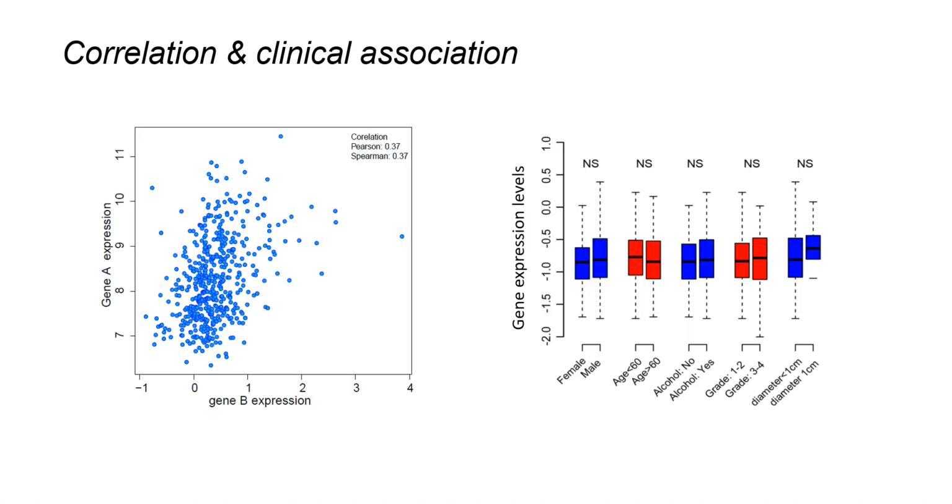And also you can do some correlation and clinical association studies. You can query which genes are associated with your gene of interest, what the correlation level is in Pearson correlation and Spearman correlation, and whether your gene of interest has some association with clinical features such as female, male, gender, age, and other clinical features.